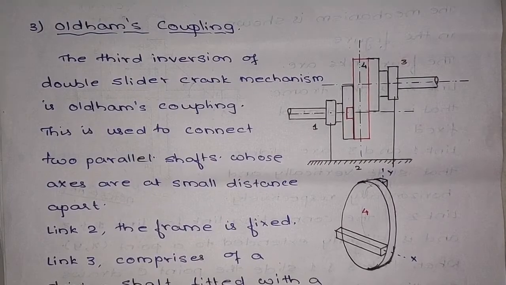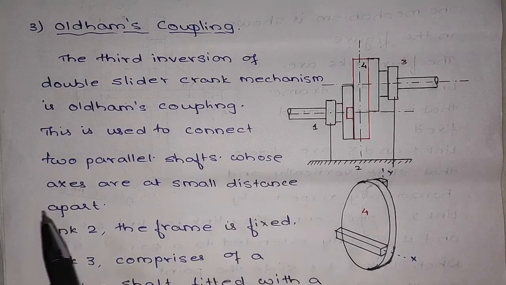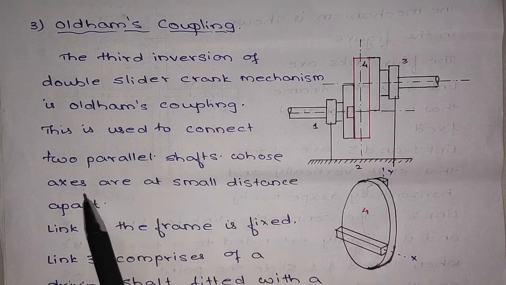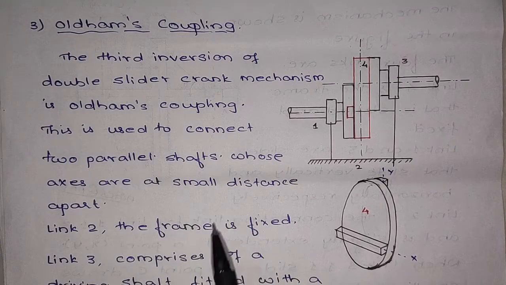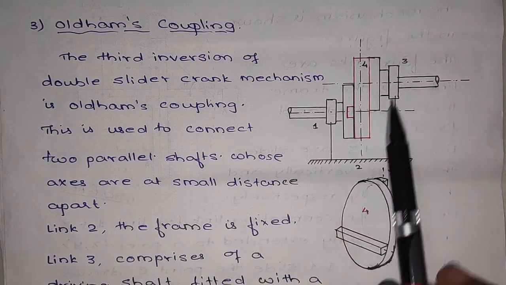So the next inversion is the Oldham's coupling. So this is the third inversion of double slider crank mechanism in Oldham's coupling. So this is used to connect two parallel shafts whose axes are at small distance apart, not large but very small distance apart. So here link 2 is the frame.